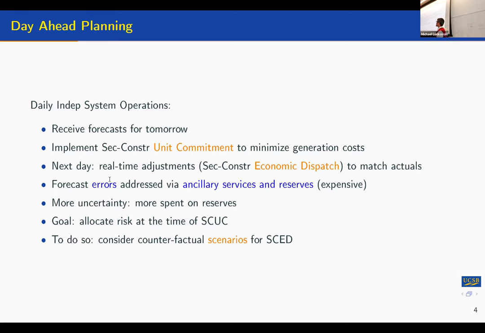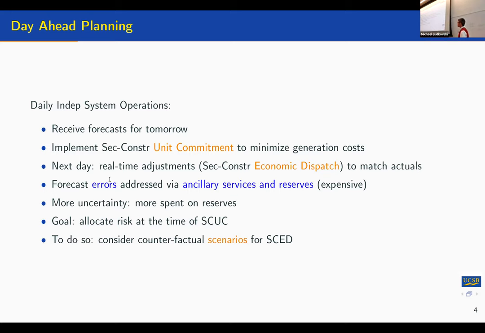What it means is that today you make the plan for tomorrow, and tomorrow you do the real-time adjustments. The way you handle that is through what are called ancillary services, or reserves. You have extra backup units in case not enough power is being generated to match the actual demand. If you have a shortfall between demand and what you're supplying, you better match it. They don't want to have a brownout happening. That's why you have a bunch of reserves available to cover that, but those are expensive.